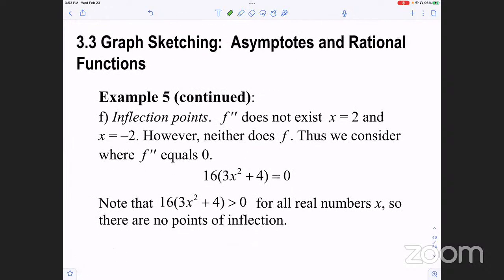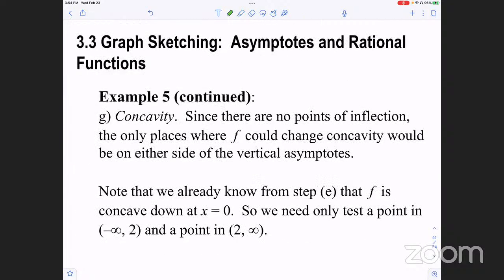Points of inflection, we use a second derivative test, so that there were none, but we can still talk about concavity. So then since there are no points of inflection, the only places where F could change concavity would be on either side of the vertical asymptote. Note that we already know from step E that F is concave down at X equals 0, so we need only a test point from negative infinity to negative 2, and from 2 to infinity. There should be a negative here.